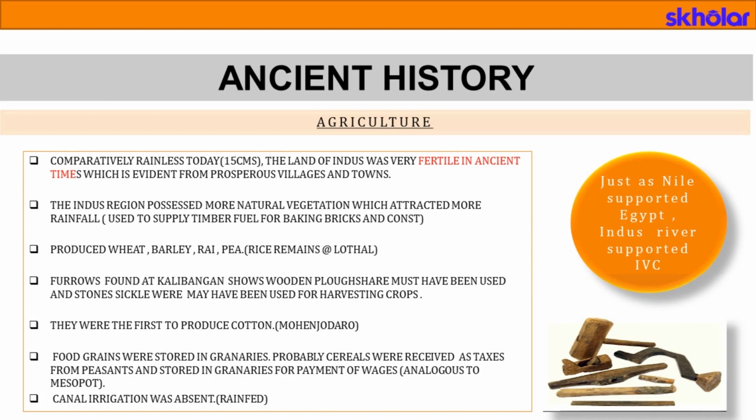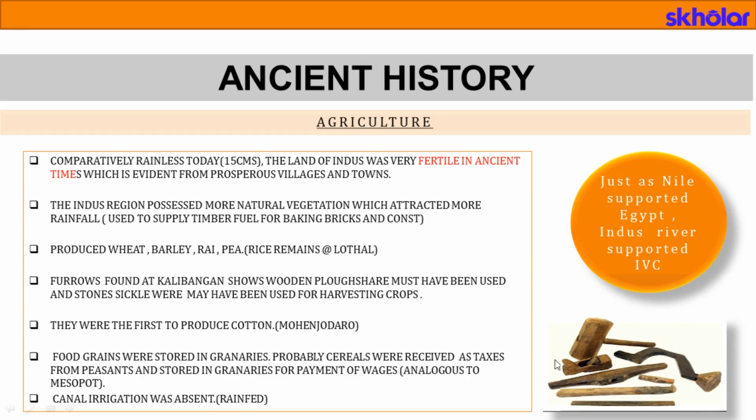Now furrows found at Kalibangan show that a wooden plowshare must have been used and a stone sickle may have been used for harvesting crops. Now what are furrows? You must have noticed that at the time of sowing, the field is ploughed, jise hum jotna kehte hain, and when the field is ploughed, small sections, lines are formed. So that is called furrows. So furrows are discovered at Kalibangan. So it is concluded that a wooden plowshare must have been used for making furrows.